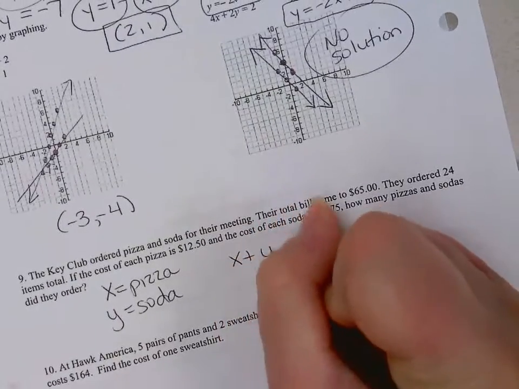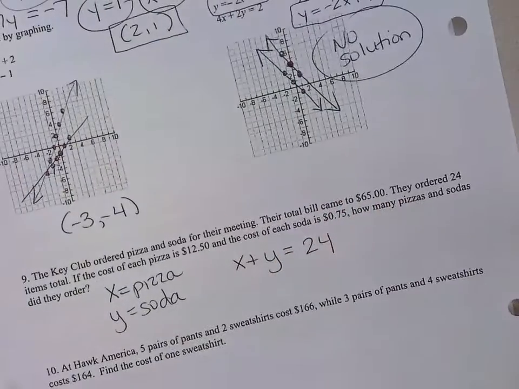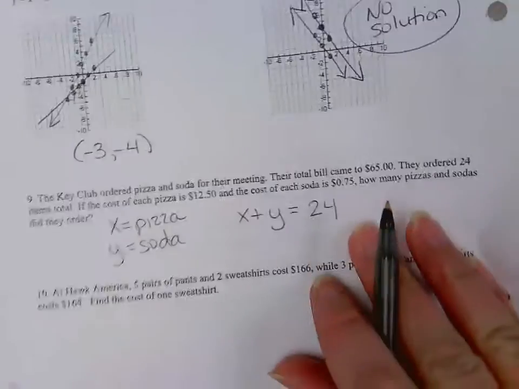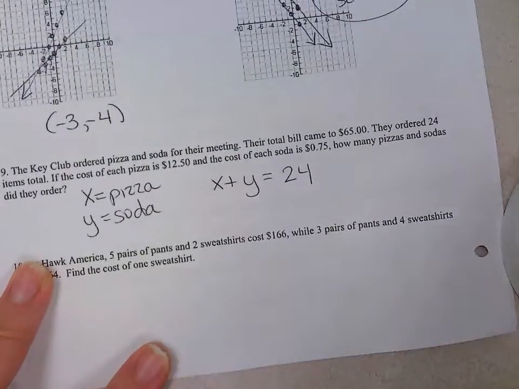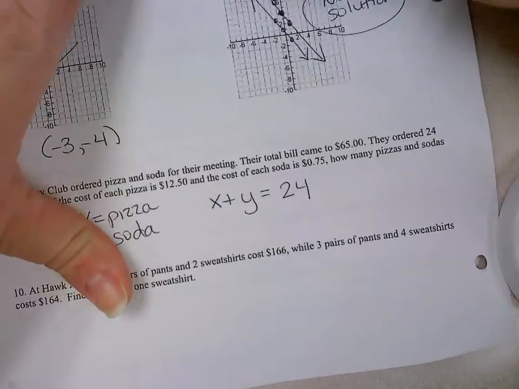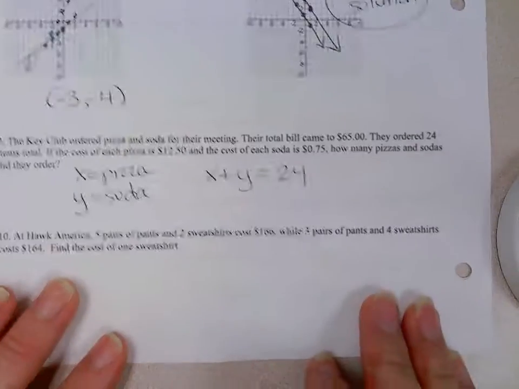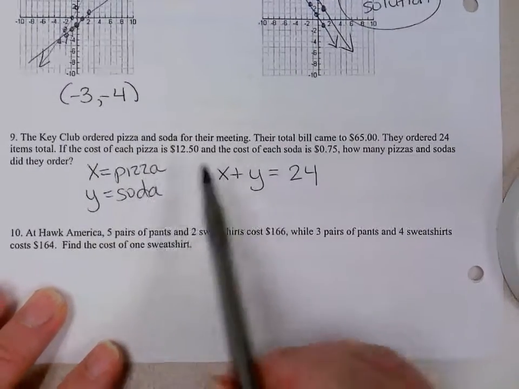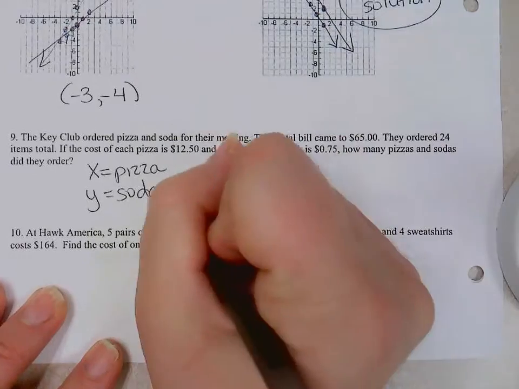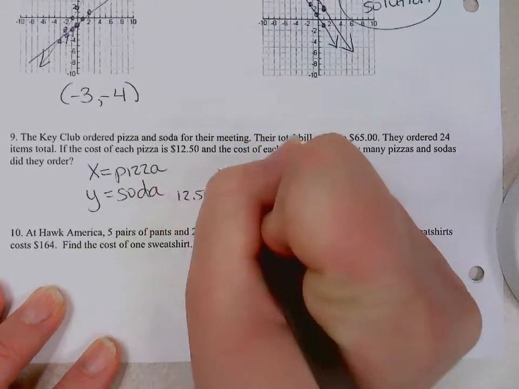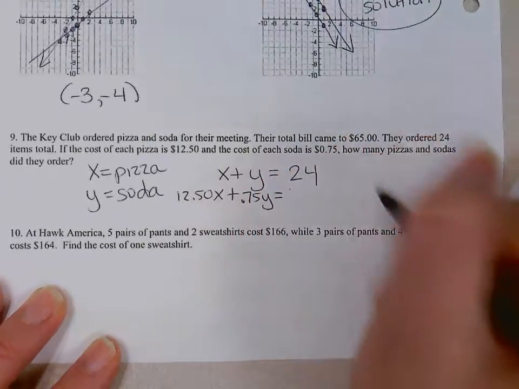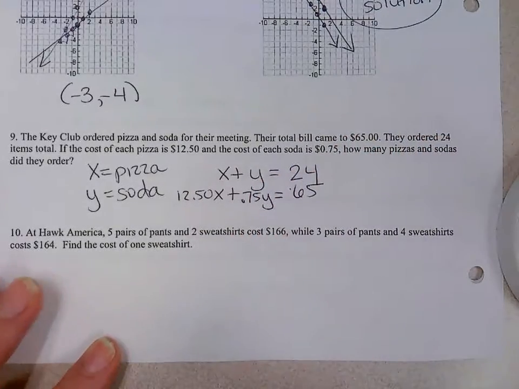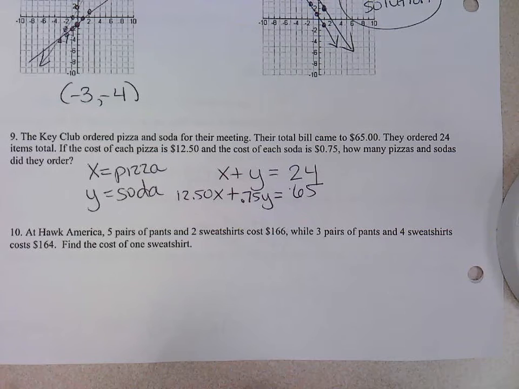They ordered 24 items. X plus Y has to equal 24. And I need a money equation. Each pizza is $12.50. Each soda is 75 cents, and they spend $65. Looks like it's set up for elimination. You could also do substitution.